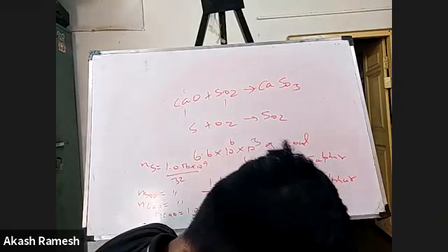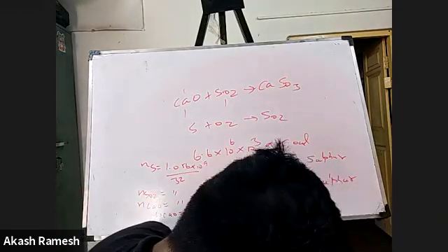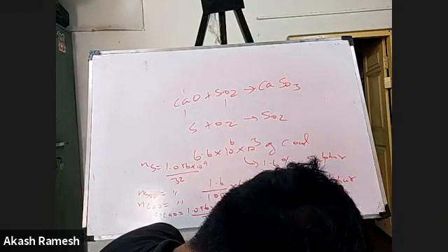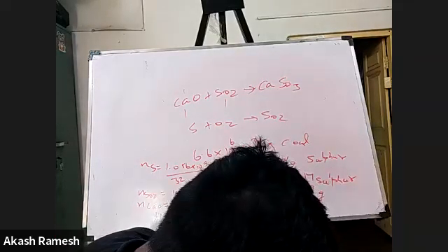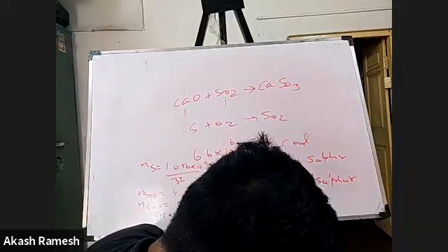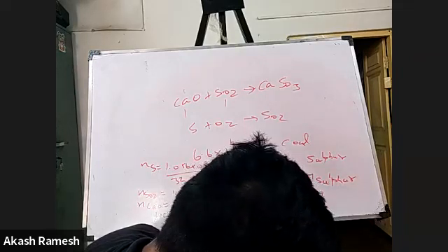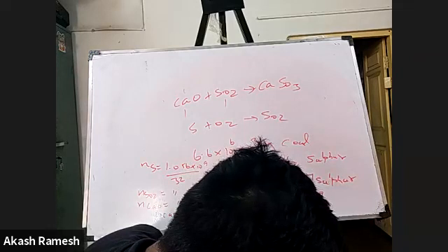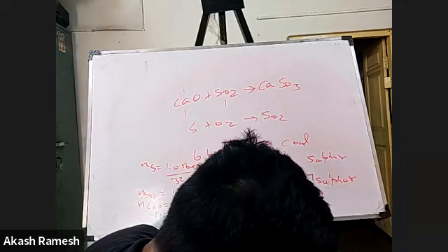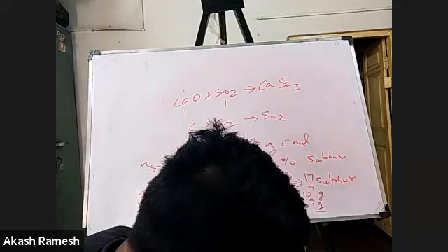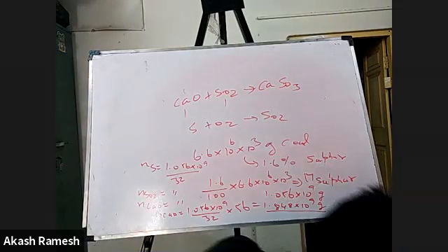Okay, last question. A mixture of CuSO4.5H2O and MgSO4.7H2O is heated until all the water is driven off. A 5-gram mixture gives 3 grams of anhydrous salt. What is the percentage of CuSO4.5H2O in the original mixture?